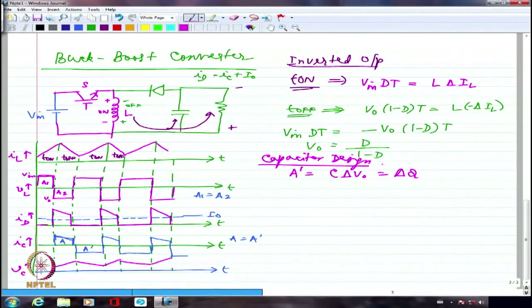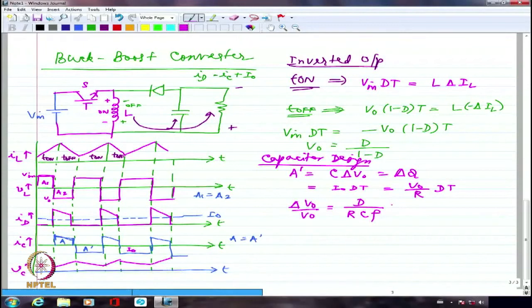Now I should be able to write this as, this is I naught, whatever the value is I naught. So I naught multiplied by, this is during the on interval, dT. Right, I naught multiplied by dT. Which I can write as V naught divided by R multiplied by dT. Right? So from which I can directly write delta V naught divided by V naught equal to D divided by R C F, which is same as that of the boost converter because it looks almost similar. There is hardly any difference between the two.